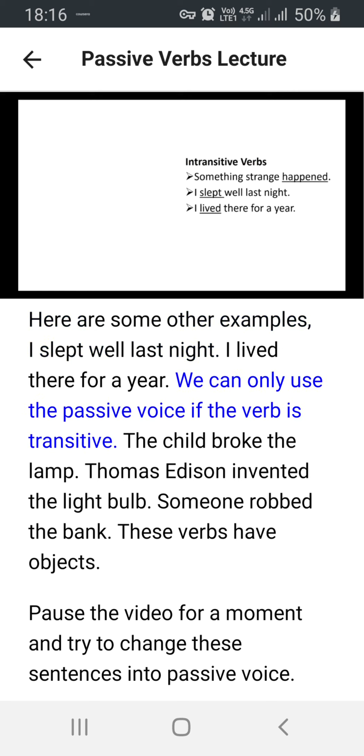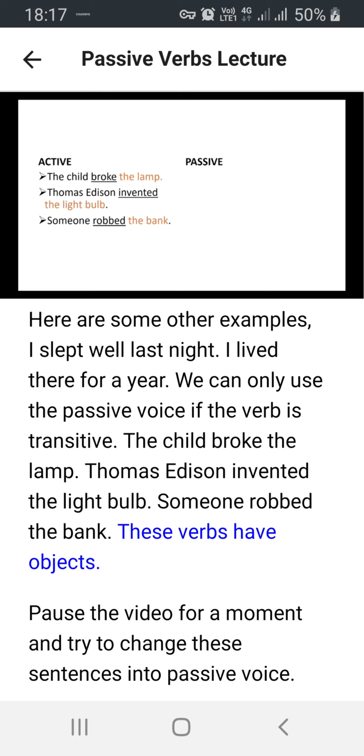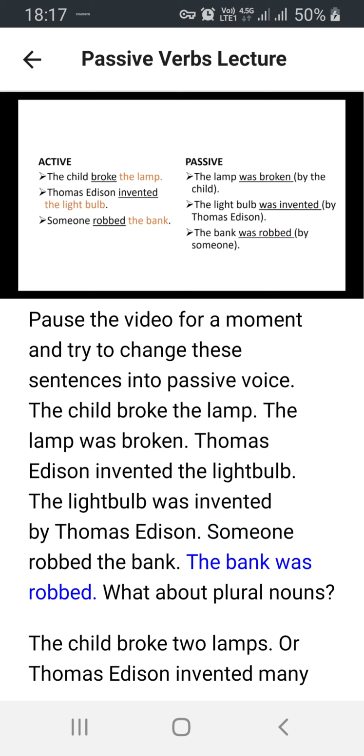We can only use the passive voice if the verb is transitive. The child broke the lamp. Thomas Edison invented the light bulb. Someone robbed the bank. These verbs have objects. Pause the video for a moment and try to change these sentences into passive voice. The child broke the lamp. The lamp was broken. Thomas Edison invented the light bulb. The light bulb was invented by Thomas Edison. Someone robbed the bank. The bank was robbed.